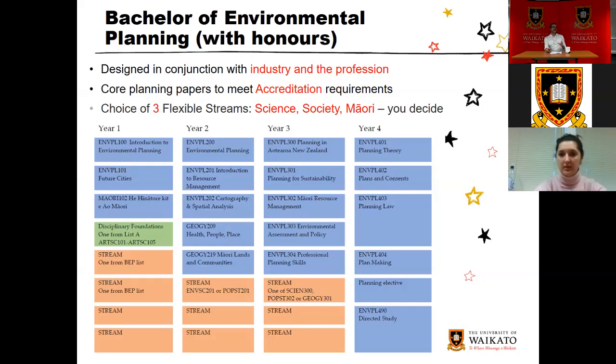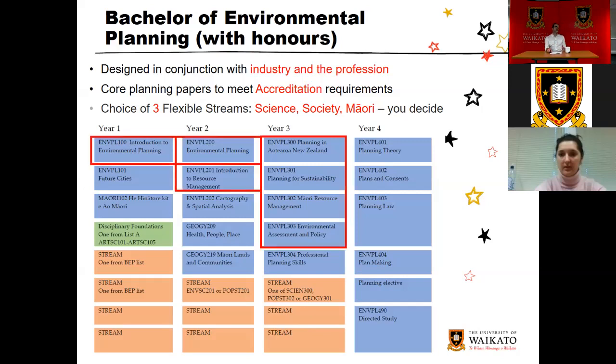So we also offer a minor. For those of you who are interested but are maybe not sure, if you do these papers, it allows you the flexibility to say you've got a minor in environmental planning, which is pretty good for people who are interested in science but want to know more about how to exert influence and get change in real life, for example. But you couldn't actually get a degree as a planner unless you have the full accredited degree.